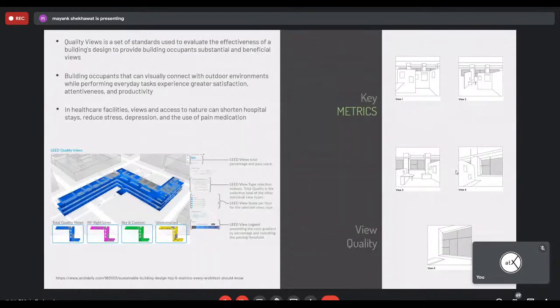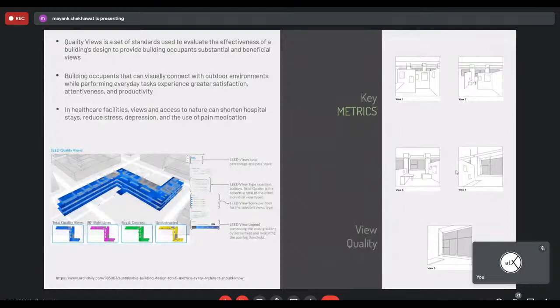And so this is a set of standards used to evaluate the effectiveness of a building's design to provide building occupants substantial and beneficial views, simple. Now, designing for quality views involves consideration of building orientation, site design, facade, and interior layout. So it starts at the very beginning. How your building is going to sit on the site pretty much defines how your views would be. Now, research shows that building occupants that can visually connect with outdoor environments while performing everyday tasks experience greater satisfaction, attentiveness, and productivity. So that's important.